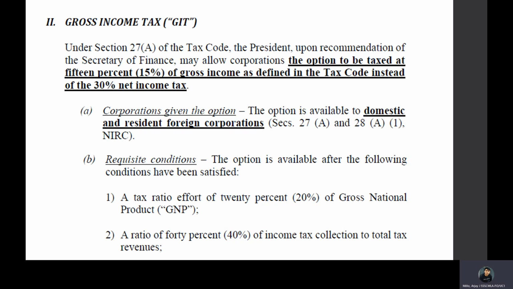Kasi itong mga entities registered under PEZA, ito yung mga nagbibigay ng additional employment sa Pilipinas. Tapos ito yung mga activities na usually pioneering activities, pioneering services. Like for instance, yung mga BPO or mga shared service companies natin. So magkaiba yun. Baka malito kayo. Pero same term na gross income tax kasi ang magiging tax base nito is the gross income.